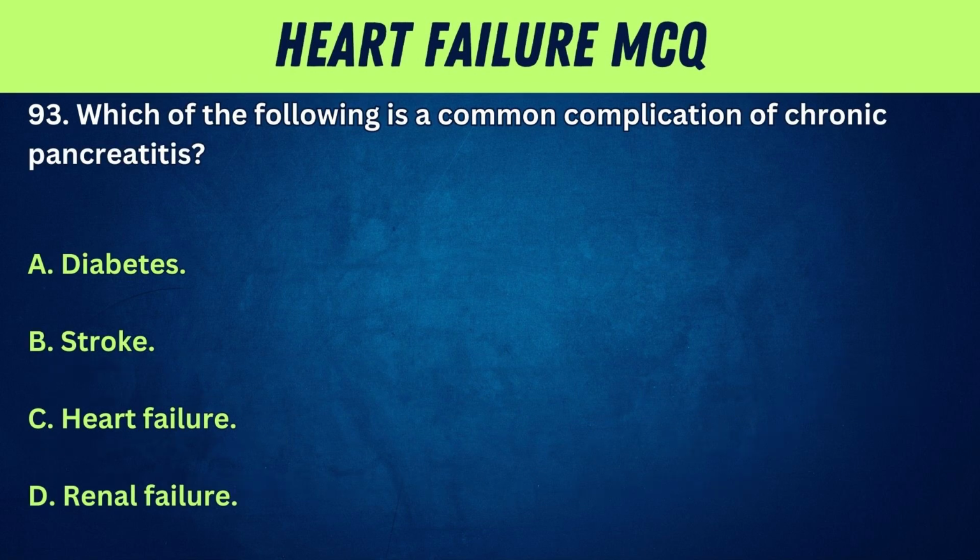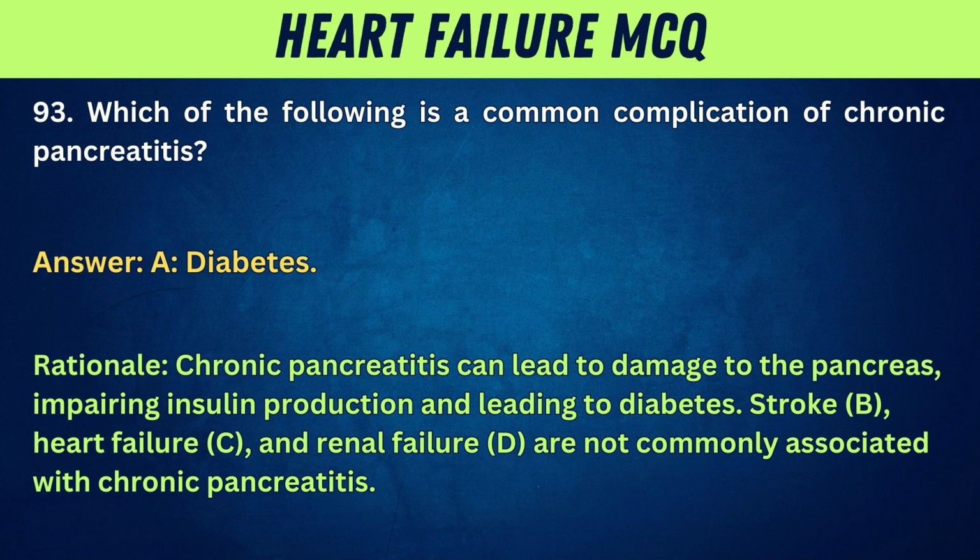93. Which of the following is a common complication of chronic pancreatitis? A. Diabetes. B. Stroke. C. Heart failure. D. Renal failure. Answer: A. Diabetes. Rationale: chronic pancreatitis can lead to damage to the pancreas, impairing insulin production and leading to diabetes. Stroke, B, heart failure, C, and renal failure, D, are not commonly associated with chronic pancreatitis.